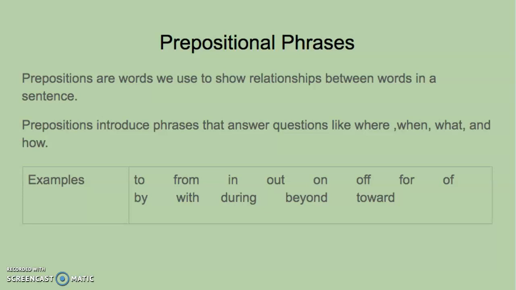Today we're going to talk about prepositional phrases. Prepositions are words we use to show relationships between words in a sentence. Prepositions introduce phrases that answer questions like where, when, what, and how. Some examples of prepositions are to, from, in, out, on, off, for, of, by, with, during, beyond, and toward. These, of course, are not all of the prepositions, but these are ones that are very common.